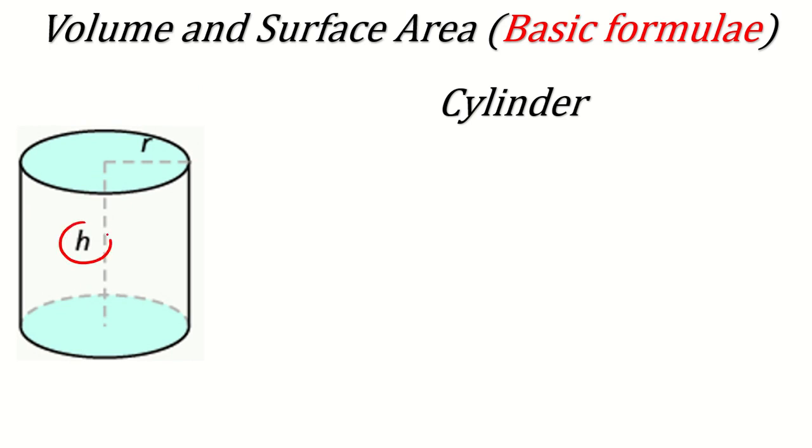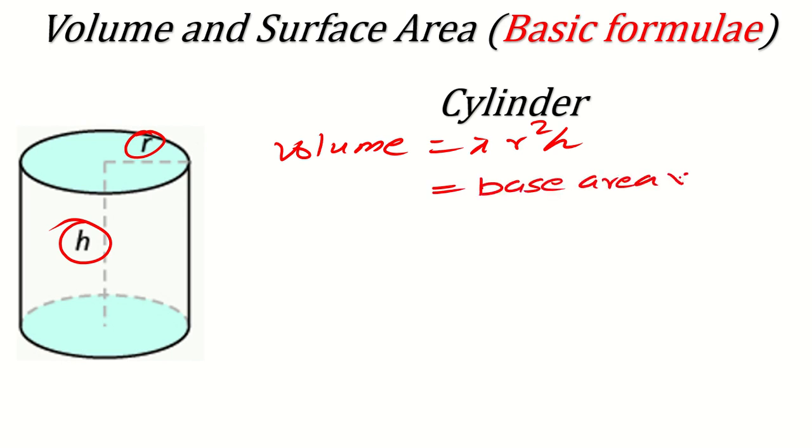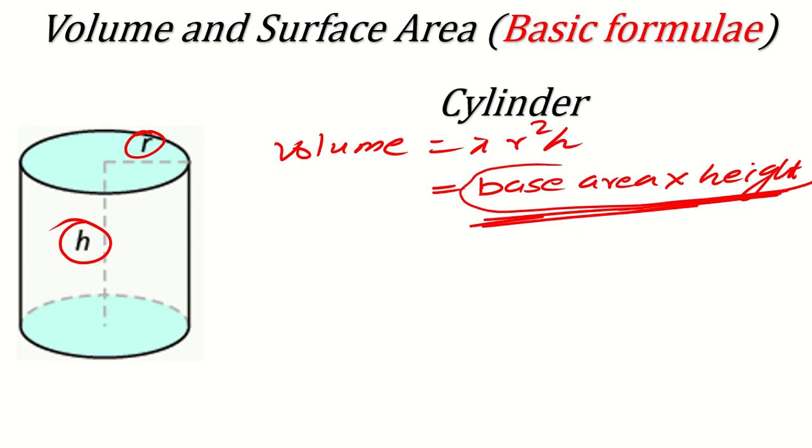Now you see the height of the cylinder is h and the radius of the base is r. So what will be its volume? Its volume will be pi r square h. And what is the basic formula for the volume? Basic formula is base area multiplied by height. So this is the formula for any type of prism, because a cylinder is also called a circular prism. For any type of prism you will have this formula: area of the base multiplied by the height.